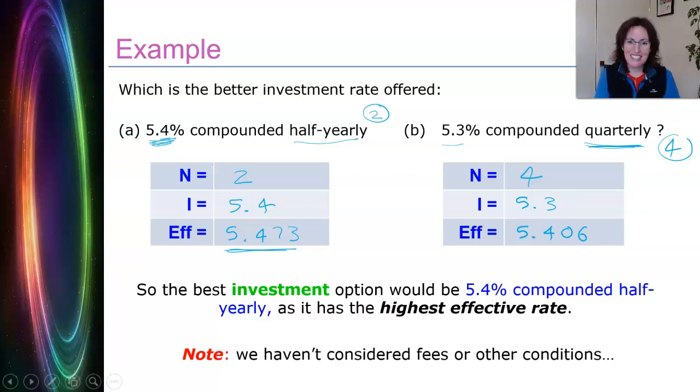Just one more thing to consider is that fees and other conditions might come into play. For example, setting up the loan or the investment with the bank might incur some fees, or they might have other restrictions about certain deposits that you need to make as well, or something like that. So you'd have to take all of those into account to get a truly effective rate there.